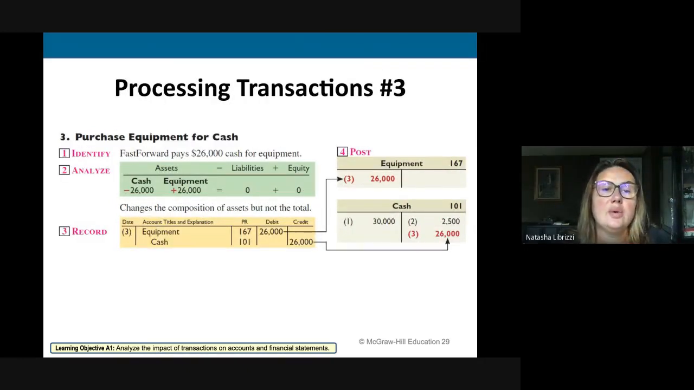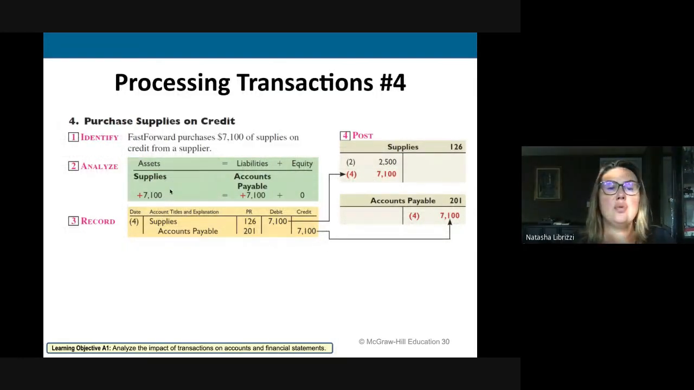And the third transaction, we purchase equipment for cash, 26,000. So we have equipment going up and cash going down. So debit equipment for 26,000, it's an asset, and credit cash for 26,000, a decrease in an asset account. We're going to increase our equipment account and decrease our cash account.